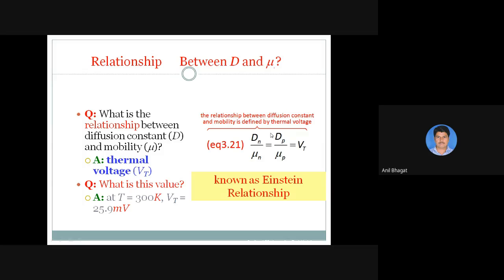So always keep this ratio in mind. The diffusion constant divided by mobility, the diffusion constant of the hole divided by mobility, is equal to VT, and this is known as the Einstein relation. Einstein tells us that if you take the ratio of these two, at temperature 300 Kelvin you will get 25.9 millivolt, right? Millivolt, sorry.